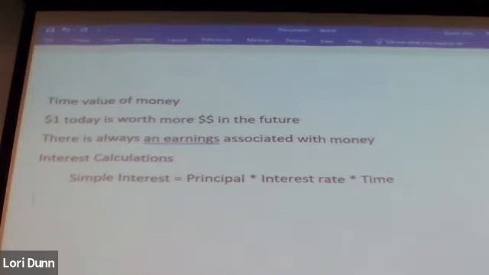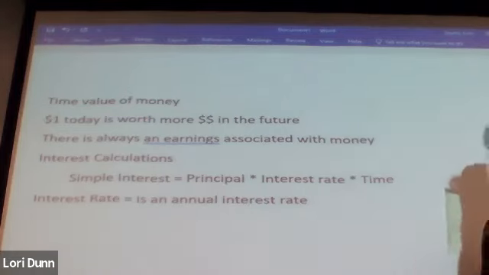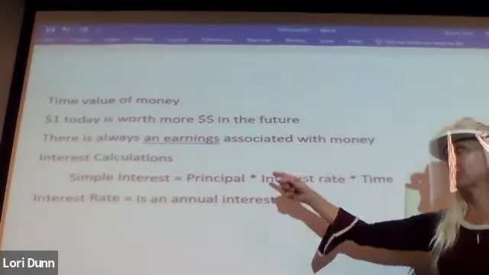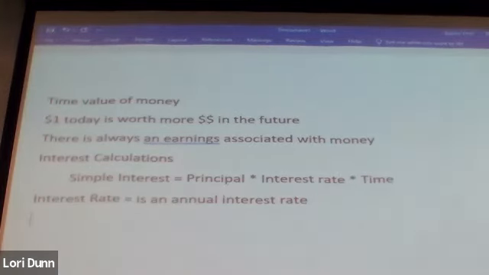Now, something else that's really important to remember in this class is whenever you see an interest rate, it always is an annual interest rate. Always. So if they're saying you have to calculate interest only for 6 months, we really need to worry about this time factor so we calculate interest correctly. But watch what happens with a simple interest calculation.